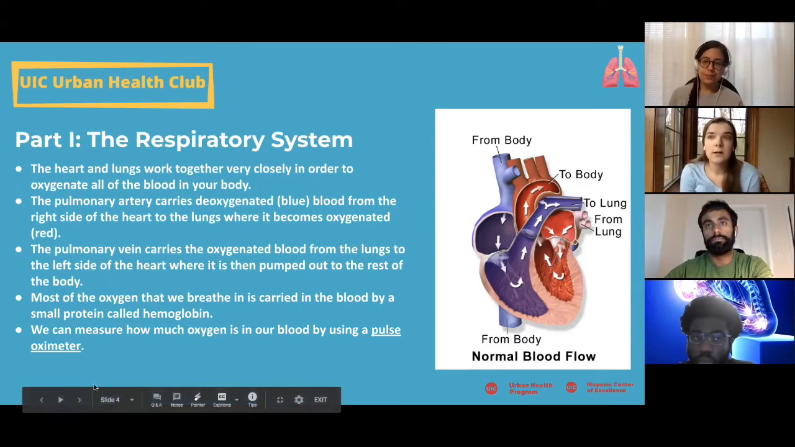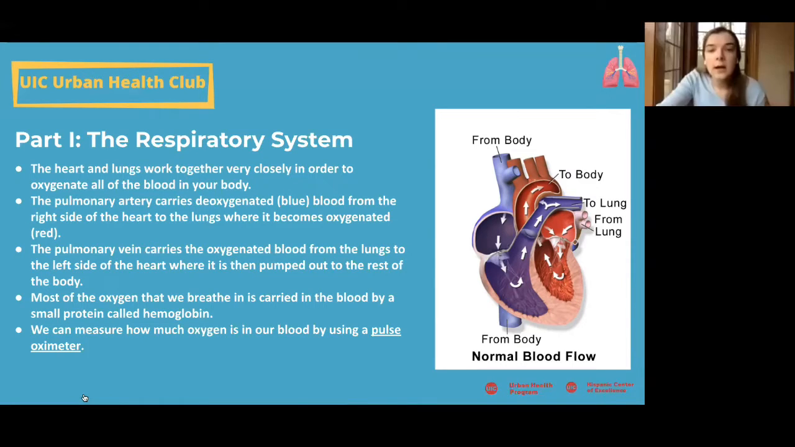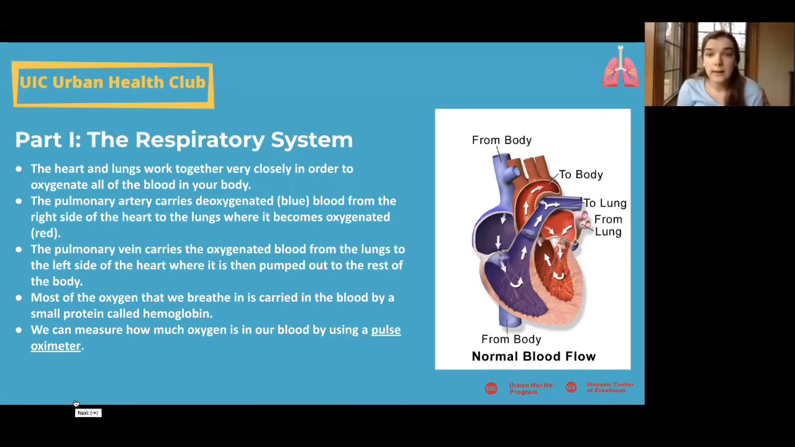And if you've ever gone to the doctor's office or been in the hospital, they can measure the amount of oxygen in your blood with a pulse oximeter. That's basically a little clip. They usually put it on your pointer finger, and it spits out a percentage, which tells you how much of the hemoglobin in your blood is bound to oxygen. Usually, for all of us breathing normal air, our oxygen saturation is about 98 or 99%.